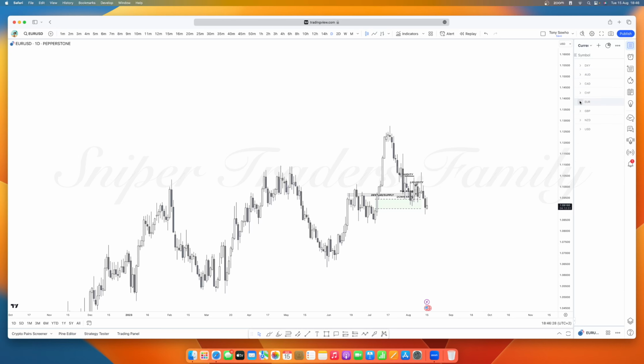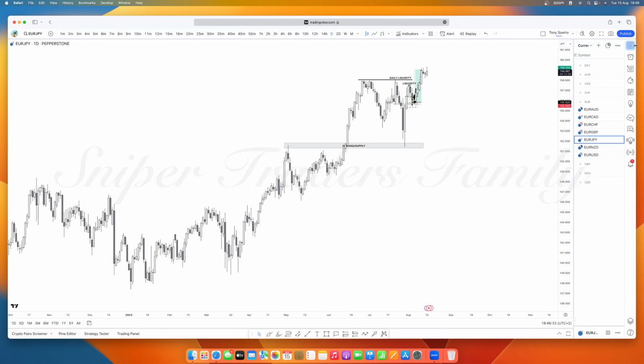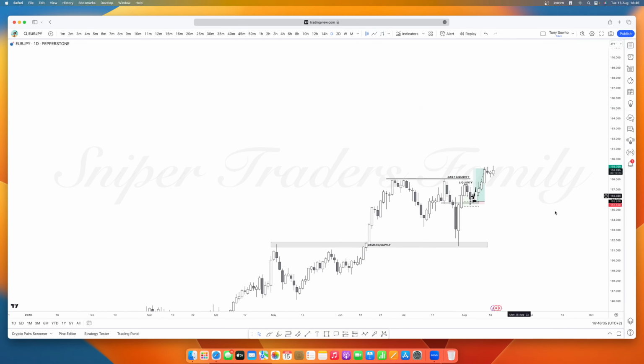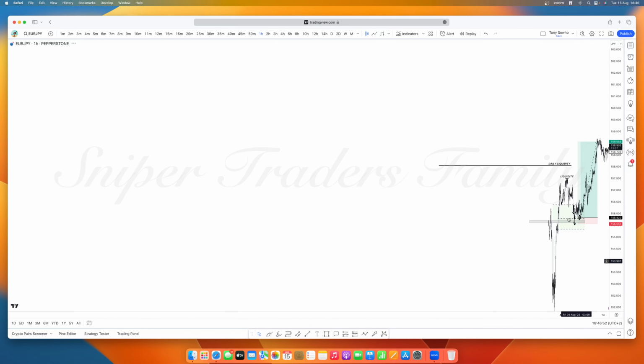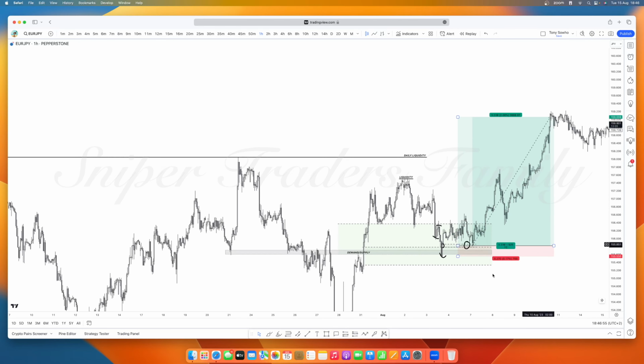One very good example will be Euro JPY, because this trade played out amazingly well, right? So yeah, this is Euro JPY. I'm just going to remove all of this. Okay, now let's go to the 1 hour time frame. I'm going to use this to explain how to mark up a trading chart before executing on MetaTrader 4. I'm going to walk you through how I do it.